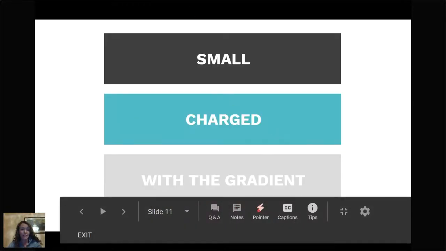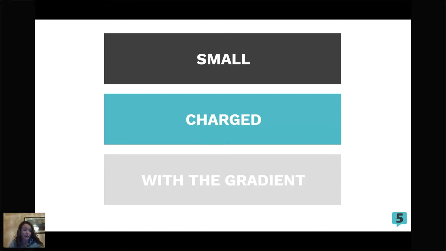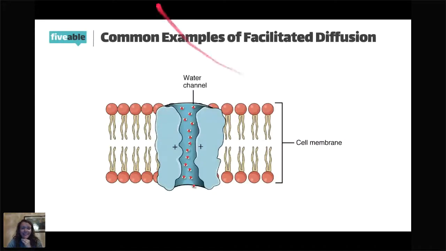So as I already mentioned, small, charged, and with the gradient are your rules for facilitated diffusion. Okay, again, still going with the gradient. Sometimes students think that once a protein gets involved, energy is required, and that is not true here. Sometimes it's true if you have active transport, but facilitated diffusion does not require it. Okay, so some common examples of facilitated diffusion.